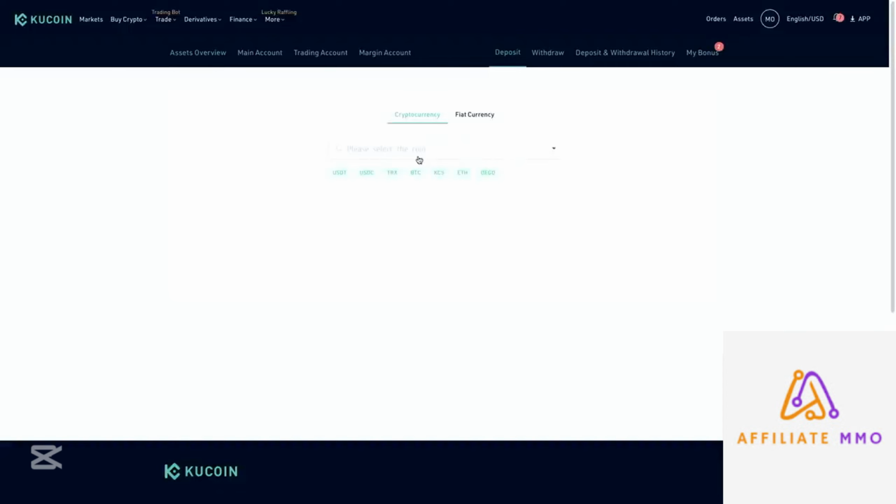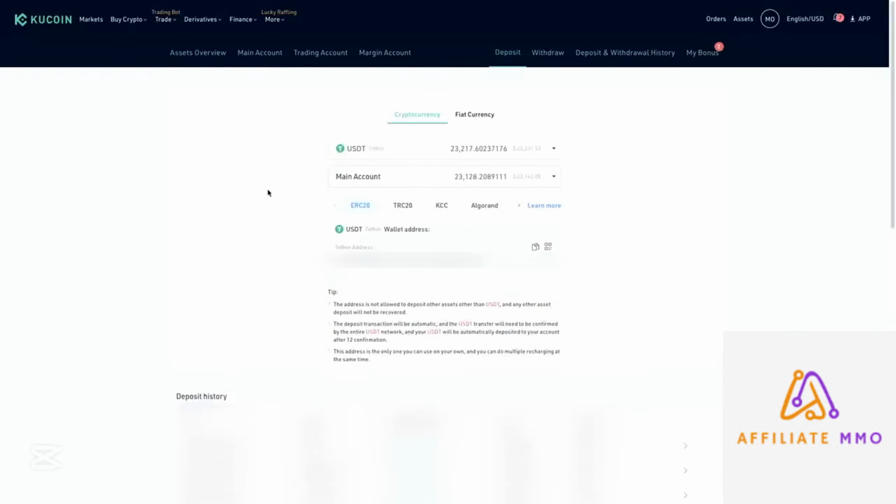So obviously popular ones are right here. I'll choose US dollar Tether as an example. You can see your balance right here, but you can see cryptocurrency. So I've chosen US dollar Tether, main account, but you can choose to actually put it right in your trading account or in your margin account as well if you want to trade futures. And here is your wallet address.